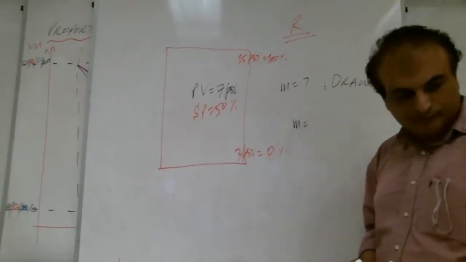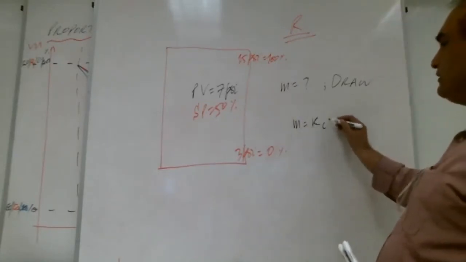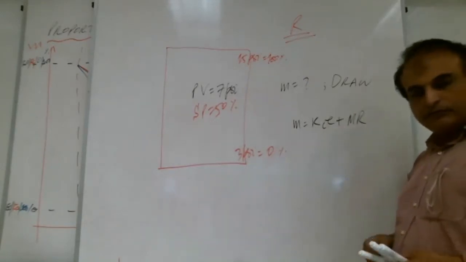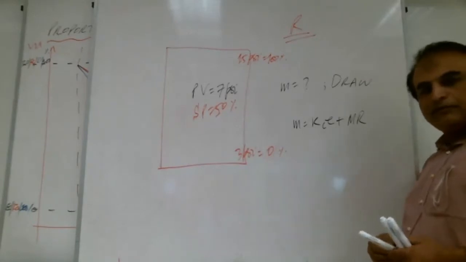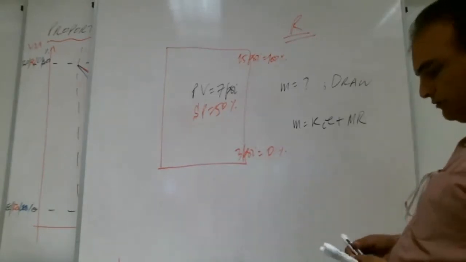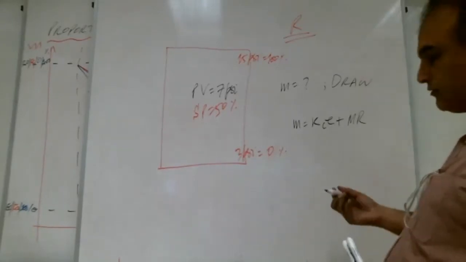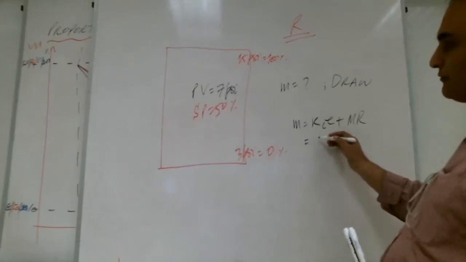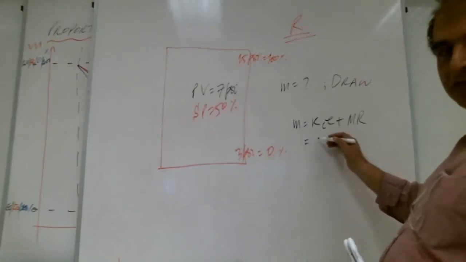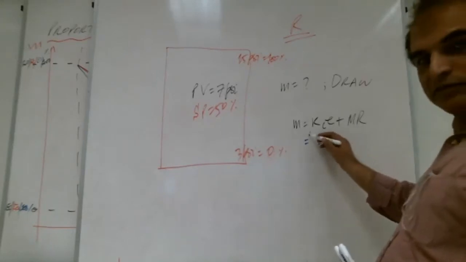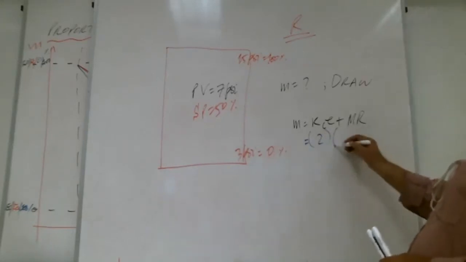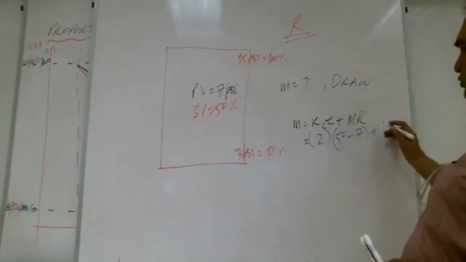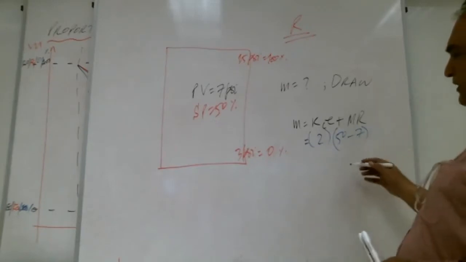So what is the output? Output is equal to KC times E plus MR. Right, Shabab? Here, how much is KC? It is 2. How much is the error? 50 minus 7. Luckily MR is not given, so we will not take MR; we say it is 0. Is it correct, Shabab?